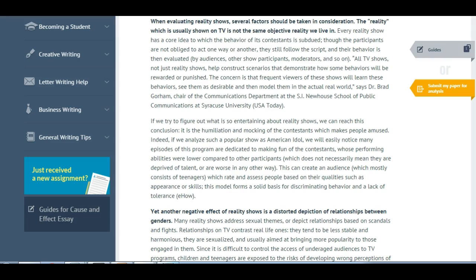And speaking of technology, cause effect to show reality shows. Reality shows make us think that reality is not objective. So the cause is the reality shows, and the effects are that we end up mocking people and that we create an audience that really doesn't understand that these qualities are not real. A hint that this is a cause-effect essay is here. Yet another effect of reality shows is a distorted depiction of relationships. So cause-effect there as well.